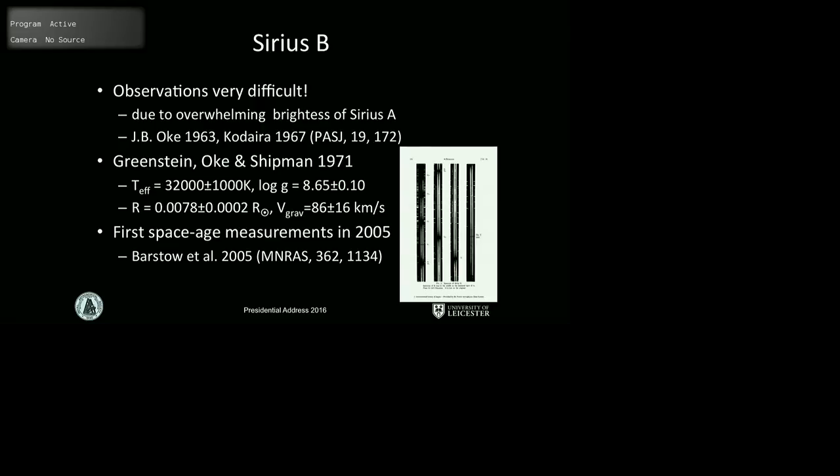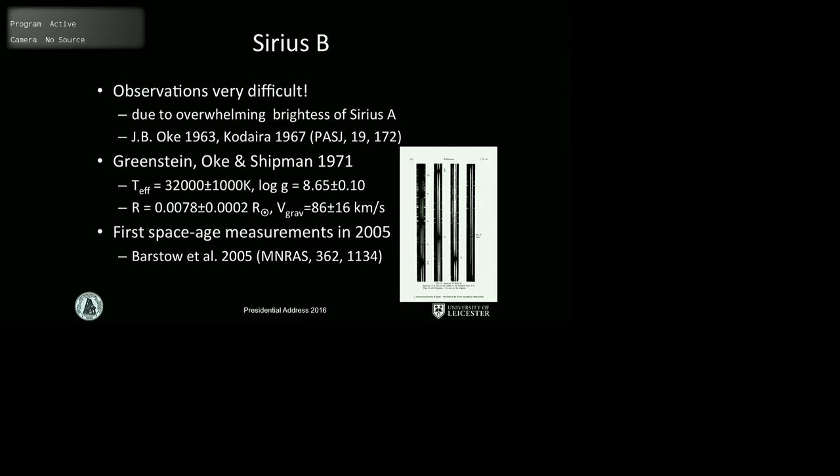So, one that surprised me, a Japanese scientist, Kodaira, who published in the Publications of the Astronomical Society of Japan, a not very widely read journal, was one of the first persons to get quite a nice spectrum, which is reproduced here, from a photographic plate. The problem is, from the ground, the white dwarf spectrum is severely contaminated by scattered light from the companion. And attempts were made to measure the temperature and the surface gravity, and an important parameter, the gravitational redshift, which can give you another determination of the mass. But the accuracy of these was very poor, and inconsistent results were obtained.